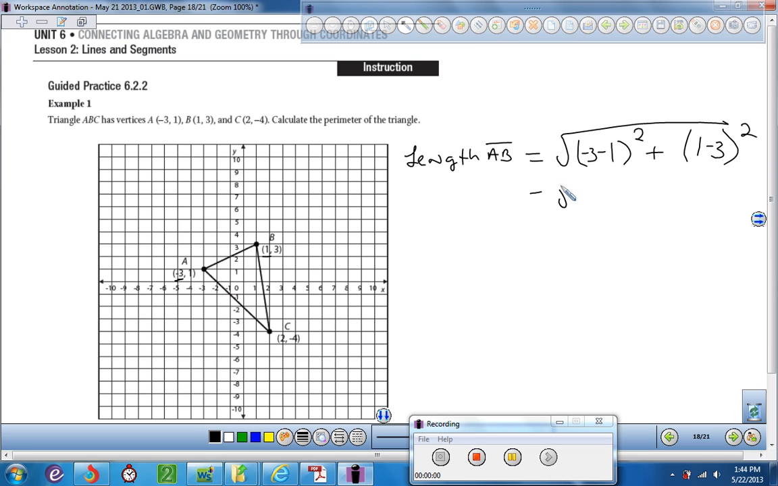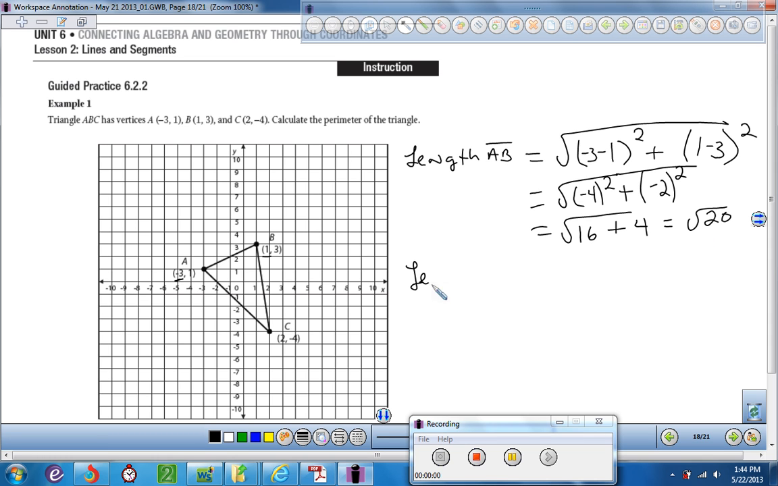Okay, so we end up with negative 3 minus 1, same sign, it's got to add, so it's negative 4 squared, plus 1 minus 3, which is going to be negative 2, and we're going to have to square it. So we end up with 4 squared, which is 16, plus 2 squared, which is 4. So we end up with the square root of 20. And for right now, we're just going to leave it as the square root of 20.